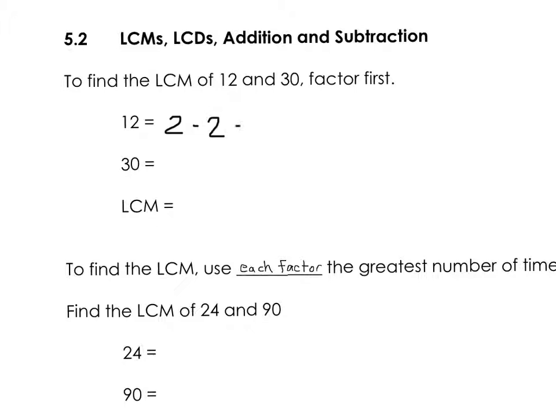12 is 2 times 2 times 3. We can think of that as 2 squared times 3. 30 is 2 times 15. 15 is 3 times 5.